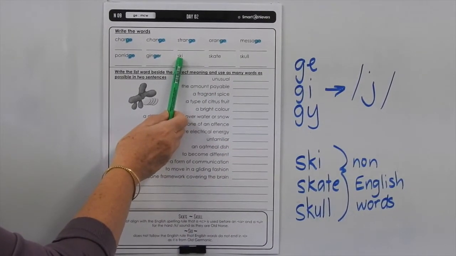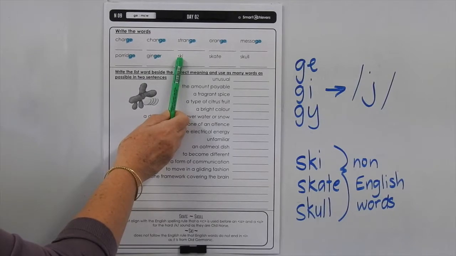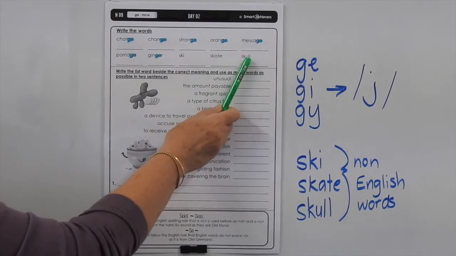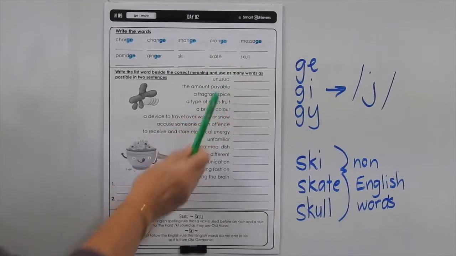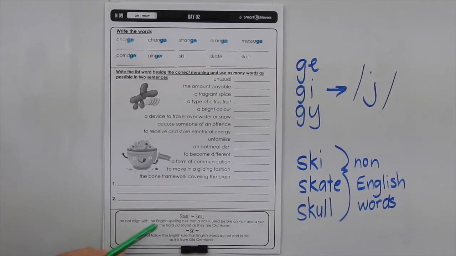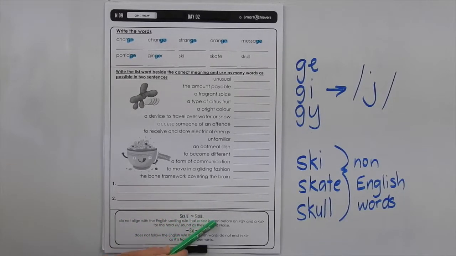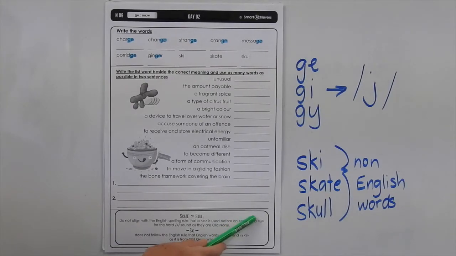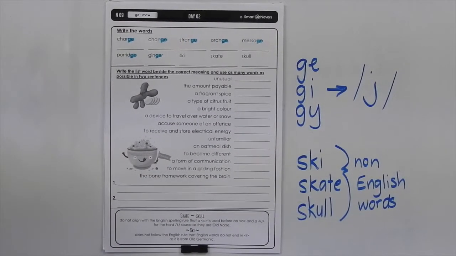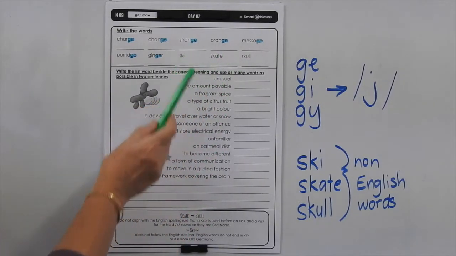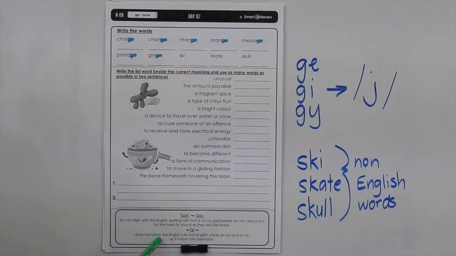And usually we know that when a K sound is followed by an A or a U, we use a C before it. But we've got a little note down here which explains that skate and skull do not align with the English spelling rule that a C is used before an A and a U for the hard K sound, as they are Old Norse. So they're not English words, that's why they don't follow the English rule. We've also got ski tucked in here too, and ski does not follow the English rule that English words do not end in I, as it is from Old Germanic.